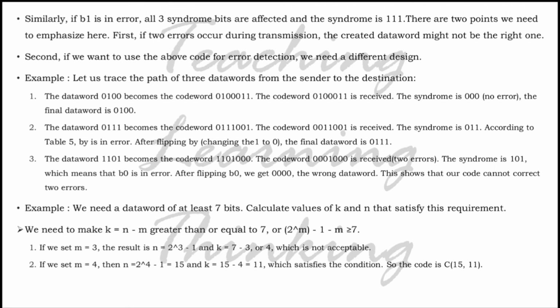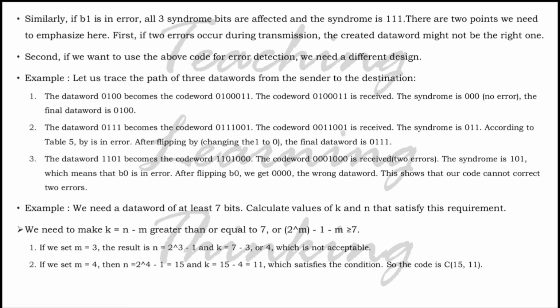Let us trace the path of 3 data words from the sender to the destination. The data word 0100 becomes the code word 0100011. The code word 0100011 is received. The syndrome is 000, so no error. The final data word is 0100. And the data word 0111 becomes the code word 0111001. The code word 0011001 is received, and the syndrome is 011. According to table 5, b2 is in error. By changing 1 to 0, the final data word will be 0111.